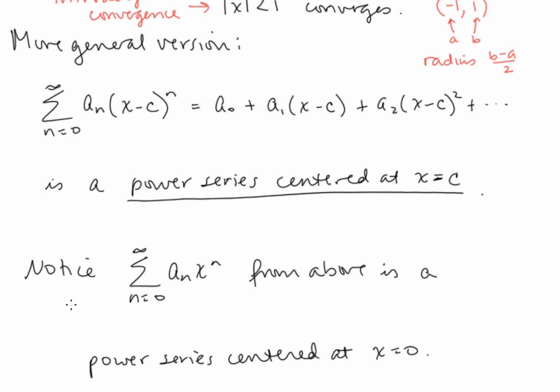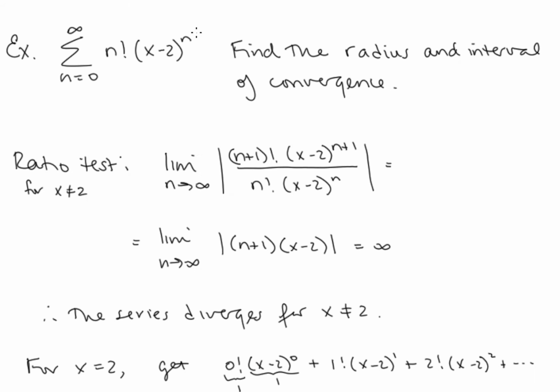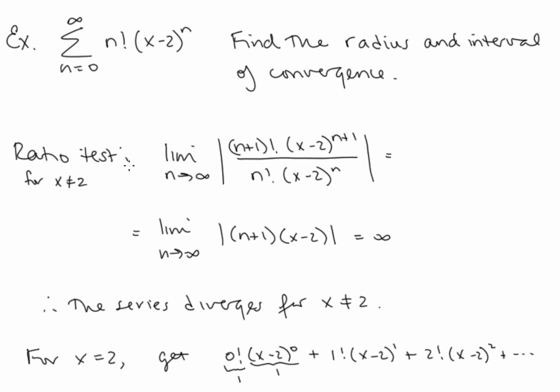Okay, let's go on to take a look at another example. Here we have the series n factorial times (x minus 2) to the nth power. We want to find the radius and the interval of convergence. So we set up the ratio test here, and we get the limit as n goes to infinity of the absolute value of the n plus first term over the nth term.